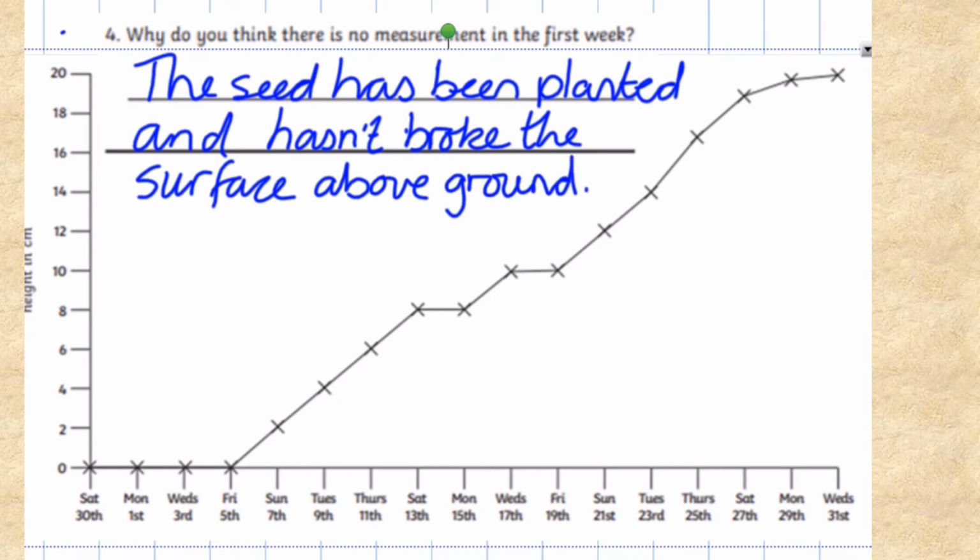Okay, so we realise actually the seed hasn't started to grow above the ground yet. It hasn't started to germinate, which is a word which we would use in science. So once it hasn't germinated, it's not growing yet. It's only when it germinates that it will start to grow.